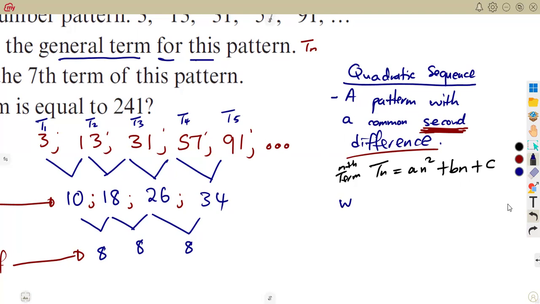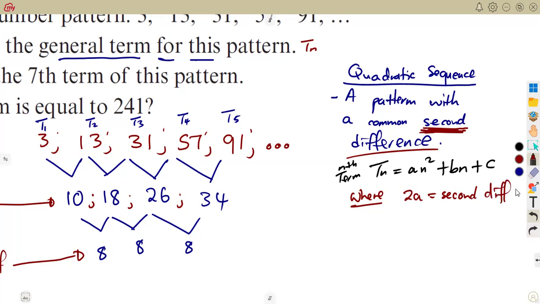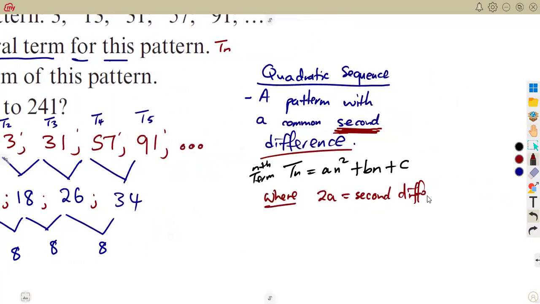Where in this situation that we just listed, we have an squared plus bn plus c, where 2a is equal to the second common difference that we are given. So that one is equal to the second difference. So this is the first part that you need to take note of.